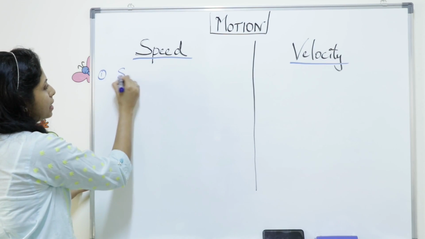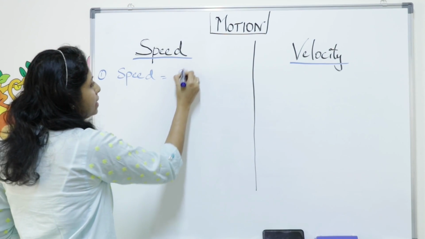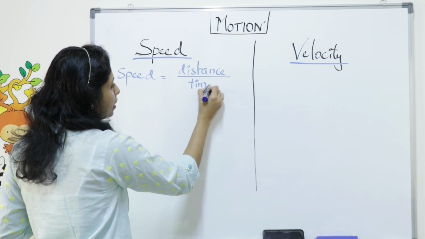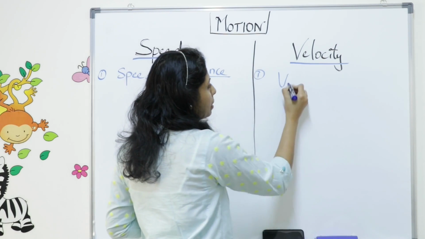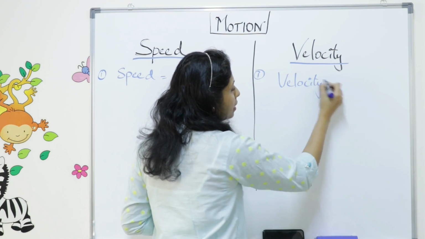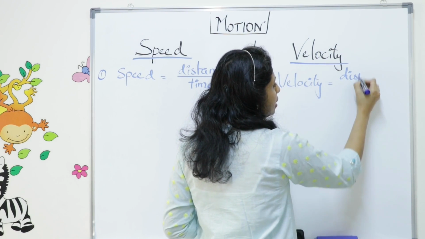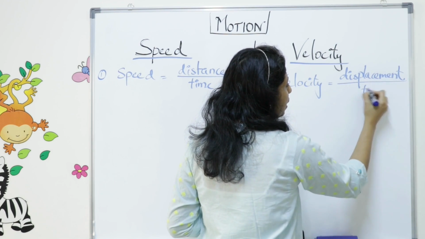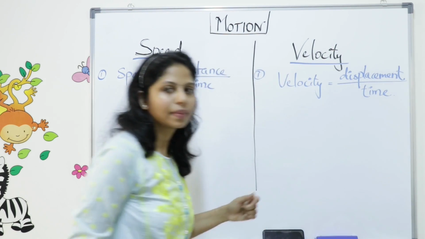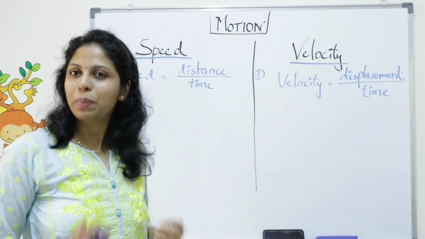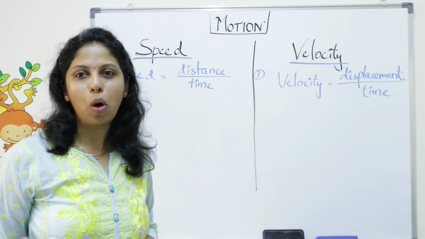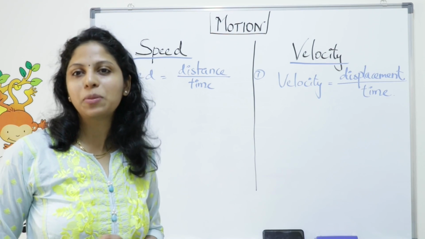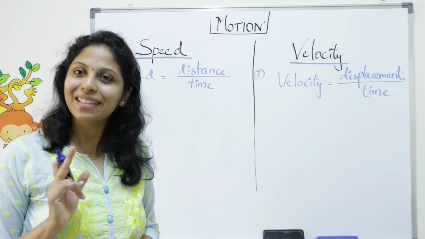Speed can be written as distance by time, whereas velocity can be written as displacement by time. What is the definition of speed? Speed is nothing but the distance traveled by an object in a particular time. And what is velocity? Velocity is also speed, but it is speed with direction.